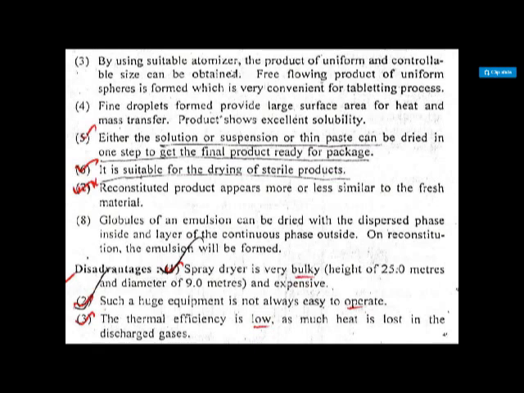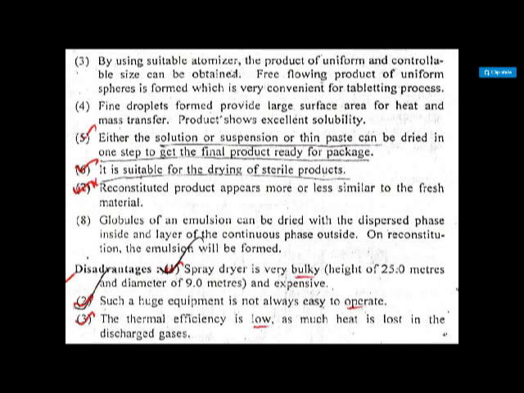Then either a solution or suspension or thin paste can be dried in one step to get the final product ready for package. So you can dry even a solution, suspension or paste by this process. So it is suitable for sterile products also. The reconstituted product appears more or less similar to a fresh material.